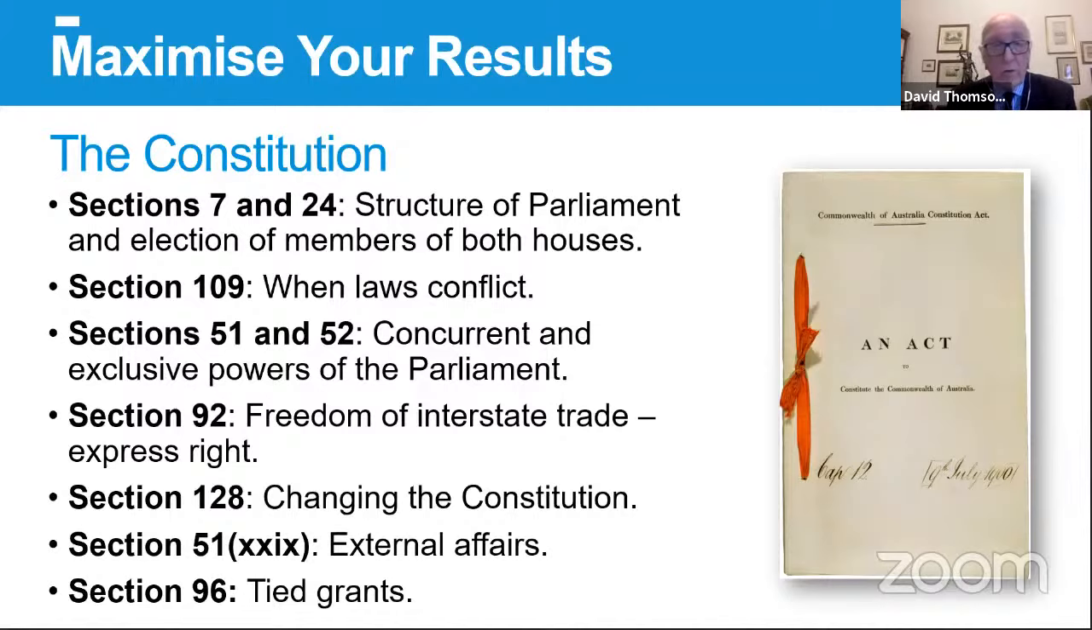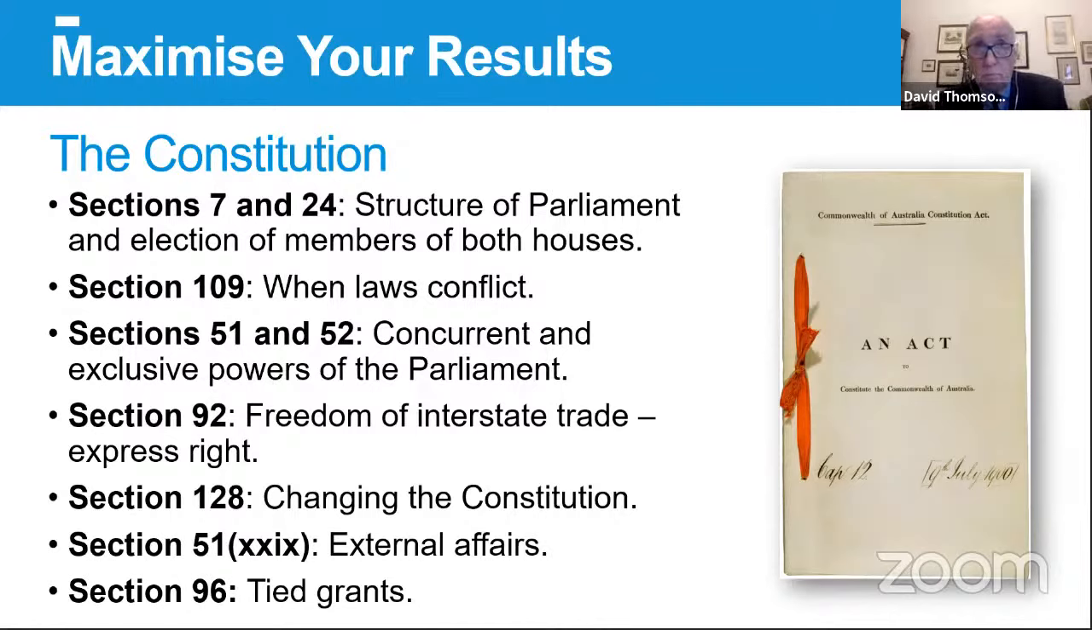But in the document that you've been sent, you'll find some cases relating to that. And study design requires you to do that. It requires you to be able to look at sections 7 and 24 and make some observations about how those two sections relate to matters that have been decided by the courts.